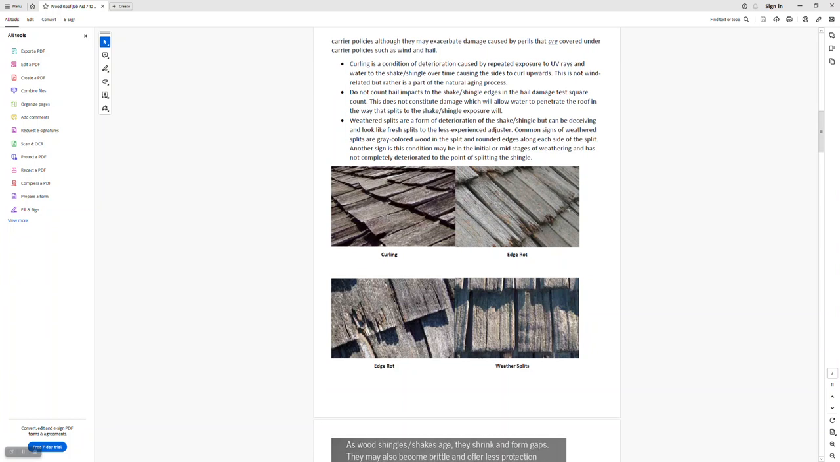So you're going to see this very commonly, this type of stuff: curling, edge rot. Good examples of edge rots, weather splits. We're going to talk about this a little bit when we're dealing with hail, particularly because weather splitting to the uninitiated can sometimes look like hail splits. But these are very common conditions you're going to see on older, more deteriorated wood roofs.